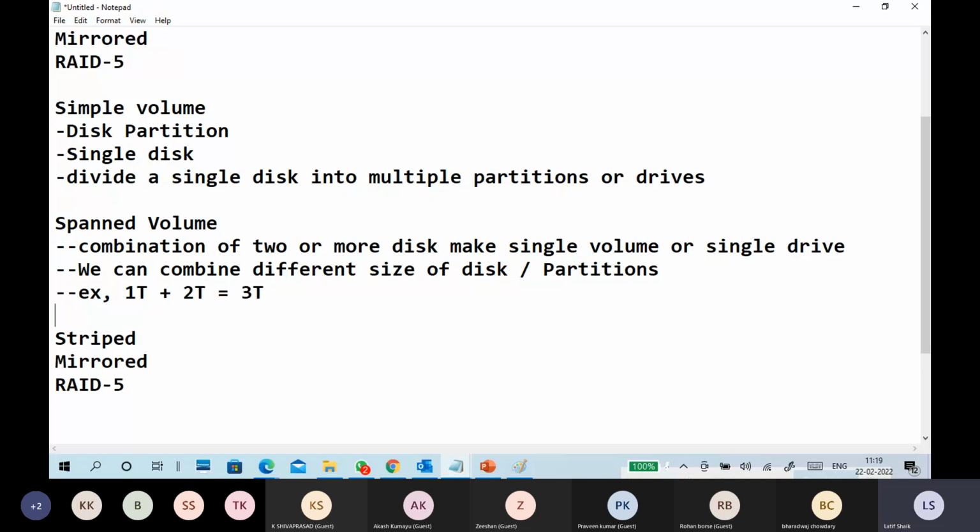It is not required that both partitions always be the same size, as in the striped volume. It is not a RAID level. Remember, that is not a RAID level.